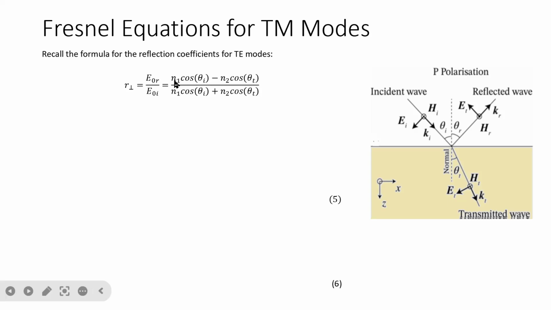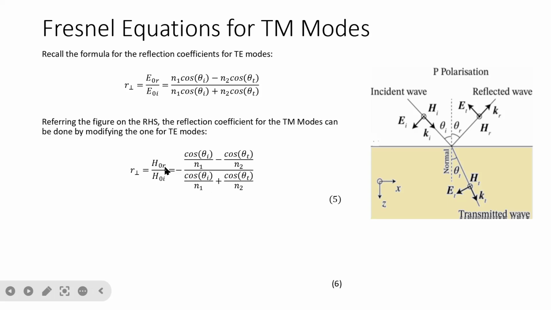What we need to do is to move n1 from the top to the bottom, n2 from the top to the bottom for this term, and the same for the bottom expression. And finally, you just need to add the minus sign for the whole expression. So here we go. So this is the reflection coefficient for the TM modes.